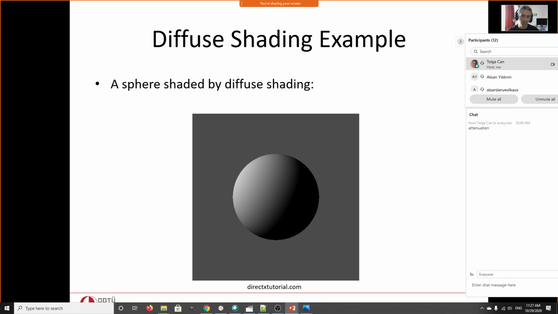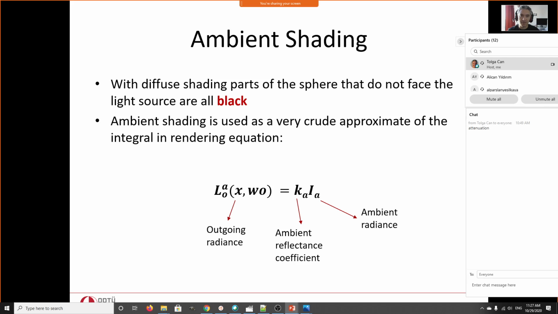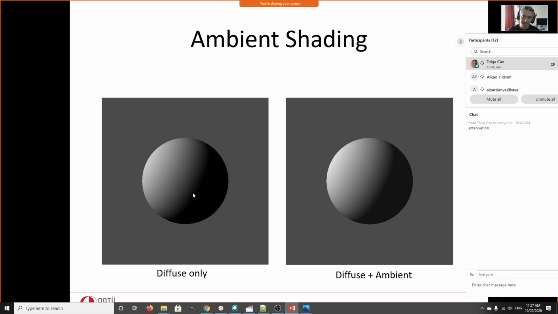This is how diffuse shading gives us the results. We have seen that in our own example. Our spheres were not gray, but if they were gray, we would get something like this. Ambient shading, as I said, is the default lighting in the environment. Regardless of the light sources, we just multiply the ambient intensity with the reflectance coefficient to get the ambient part. The difference here is that with diffuse only, we get black parts here.